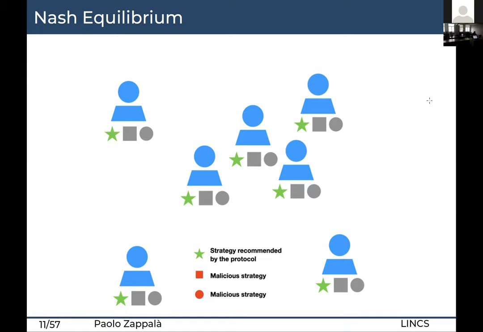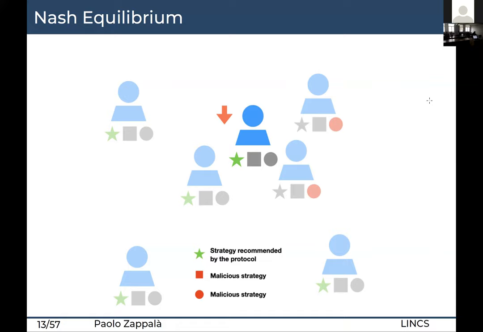Everyone is following the protocol. But actually, it can happen that sometimes some players deviate in some way, and this can be convenient to them because it's an equilibrium for them. What does a Nash equilibrium mean? It means that if someone changes unilaterally, their utility is lowering, or anyway is not increasing. So this is, in theory, how an attack is dealt with in game theory in the literature.